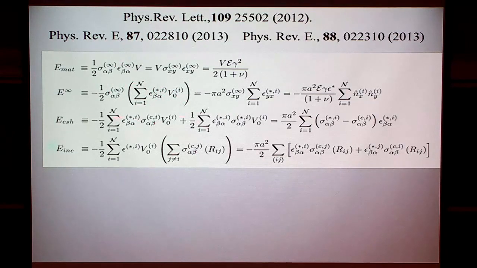And then you have the self-energy of each one of them. So you sum on n contributions, each one, the eigenstrain times the stress field that is formed around it. And then there is the interaction between these Eshelbys. So you have the strain of one times the stress of the other. And this, of course, will depend on the distance R_ij between them. So you have n such guys.